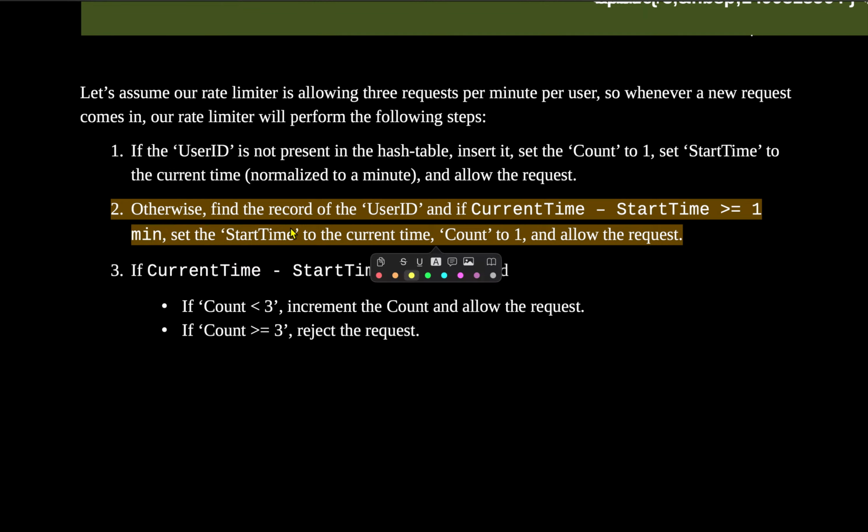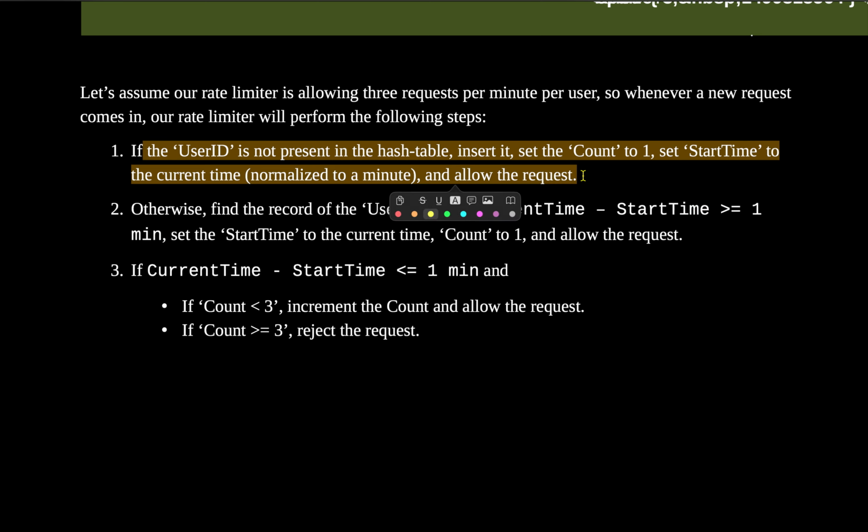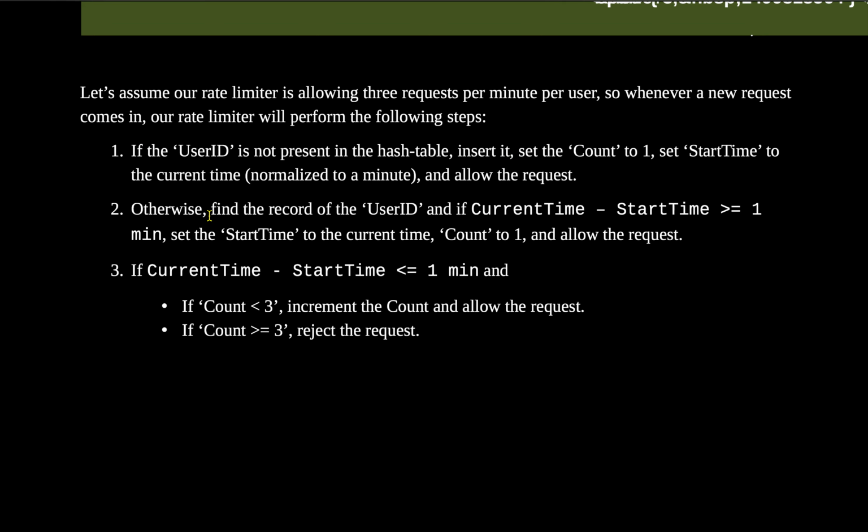Otherwise, find the record. So this entire thing is happening if we find the user ID within the hash table. If we find the record for the user ID, and if the current time minus the start time, so this is the window, tells us when the last request came in and what the current time is. If it is greater than 1 minute, that means you have already exhausted your window, so set the start time to the current time, count equal to 1, and allow the request.